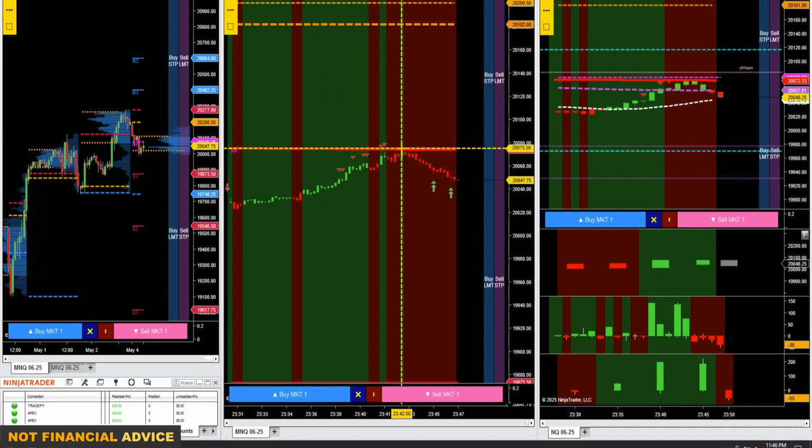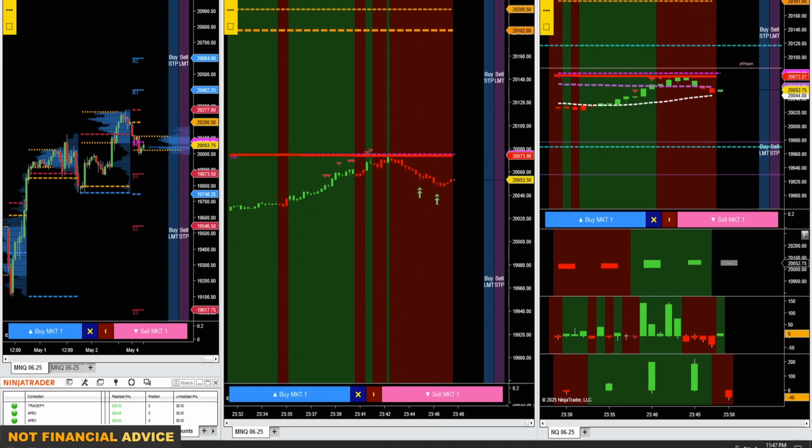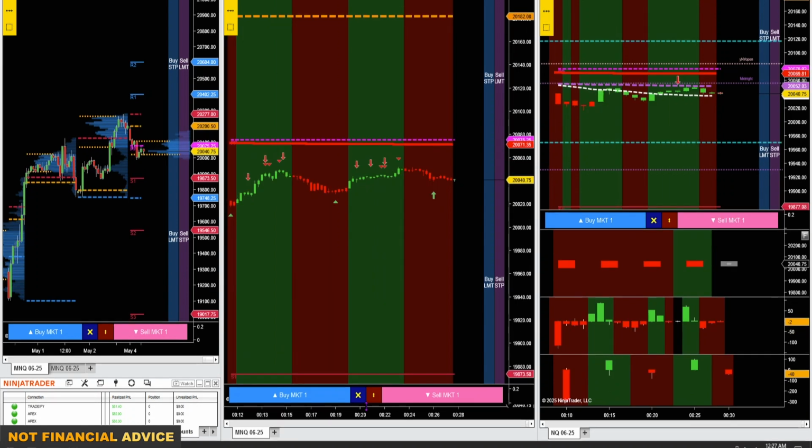We made it up to the VWAP right here. The Williams trend turned red. Hopped in on a short, just trading the micros. This is the same setup that I went over in my last video on how to scalp the 15-second chart. Just got into another short.